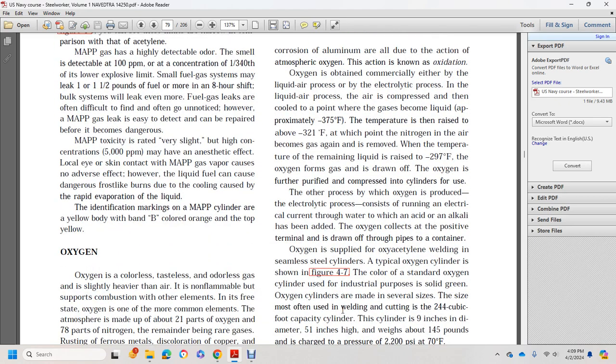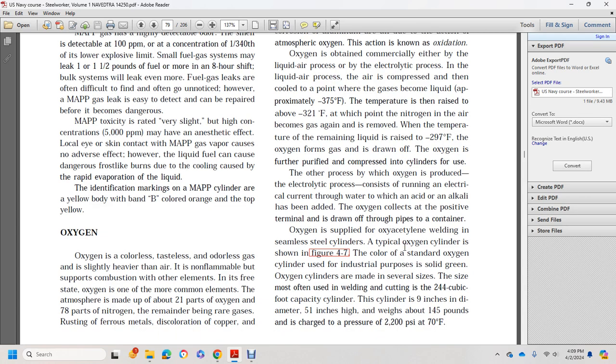The other process by which oxygen is produced, the electrical process, consists of running an electrical current through water to which acid or alkali has been added. Oxygen collects at the positive terminal and is drawn off through pipes of the container.